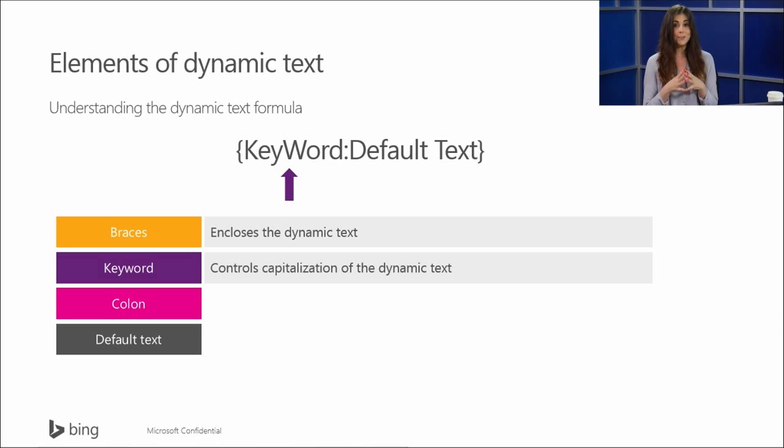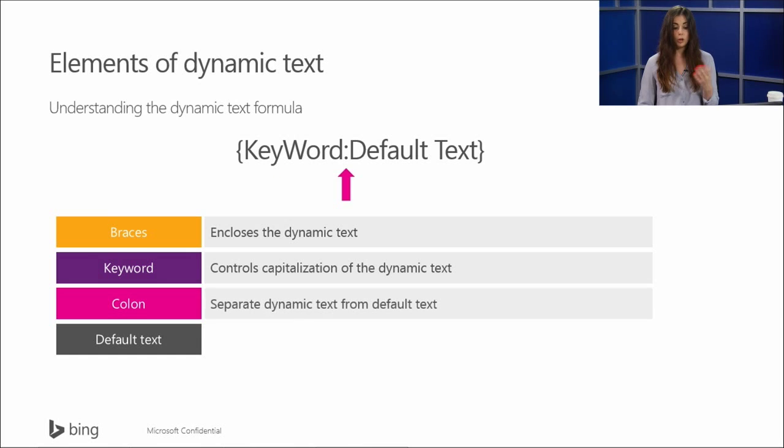So you type out the word keyword. As we go through this too, very cool feature, very easy to make a mistake. So you want to type out keyword. How you capitalize it will determine the capitalization of the keyword from your ad group and how it appears in your ad. And we'll go through that in the next slide or two of the different types of capitalization options available to you. Then you have the colon, which just separates your keyword from your default text.